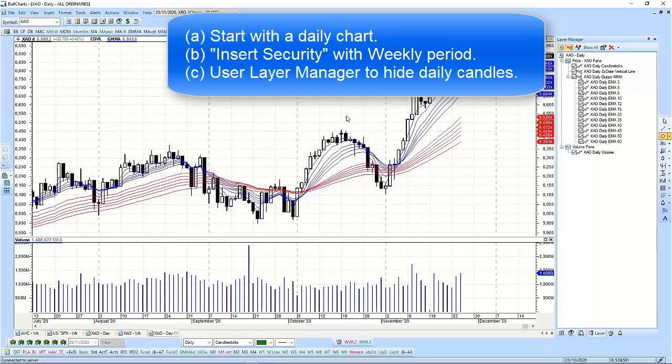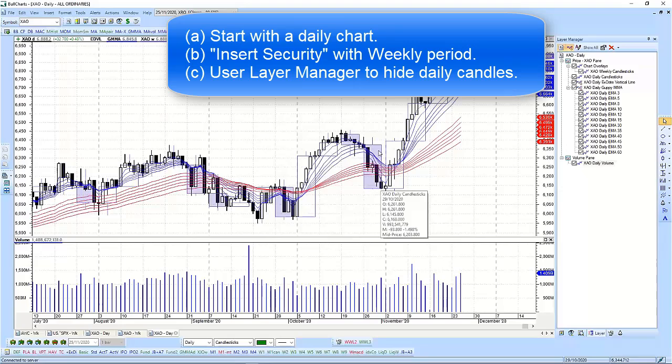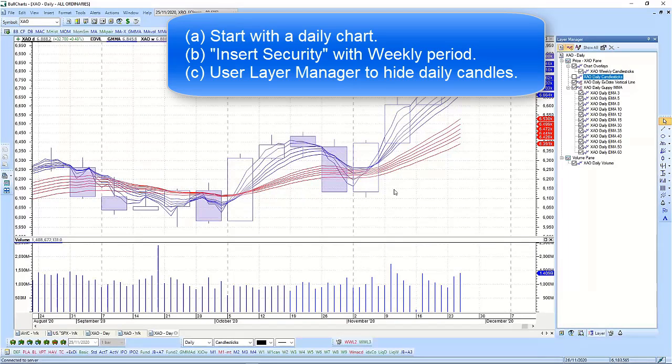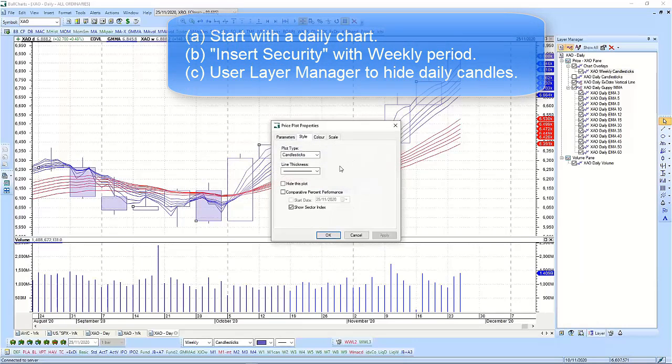Yeah, righto. And then from the menu, use insert security and insert the same security, but on a weekly, and make that candles. Location on the price, color, scale, merge with scale. So there's weekly candles. And then you've got to go to the layer manager and hide the daily candles. Righto. You give me a bit of a lead, righto. I'll have a play around.